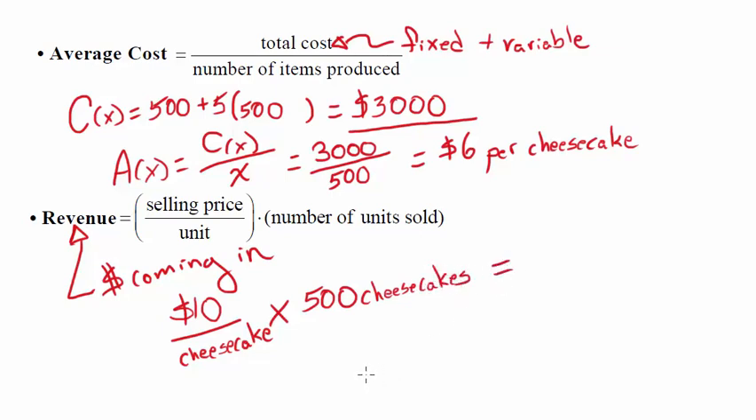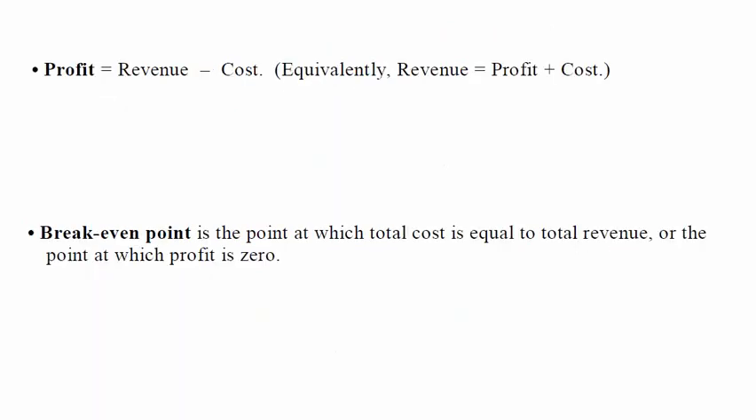Alright, so then I would end up bringing in, my cheesecakes are going to cancel here, and we're going to bring in a total of $5,000. Now profit, this is different from revenue. This is what's left over after I've paid my bills. So this is what's left over after we have paid our bills.